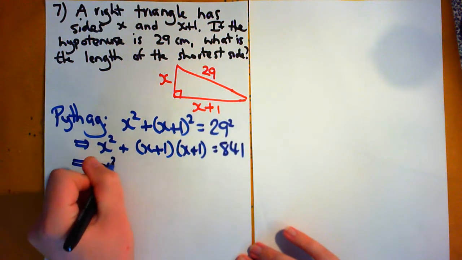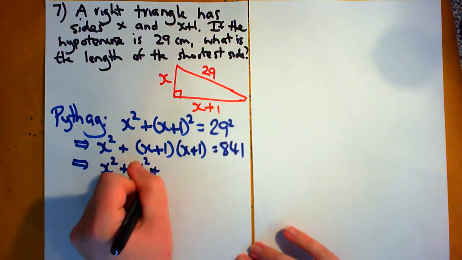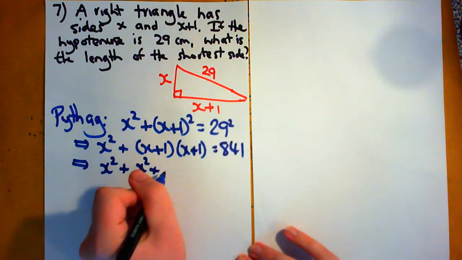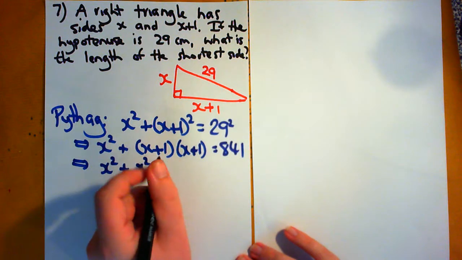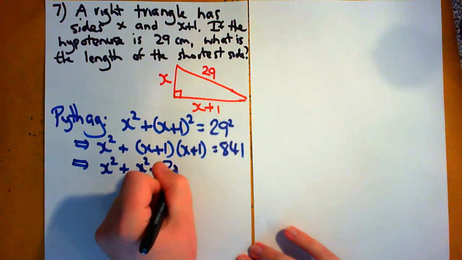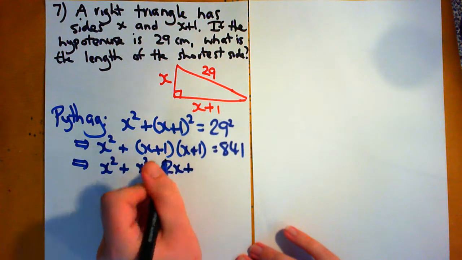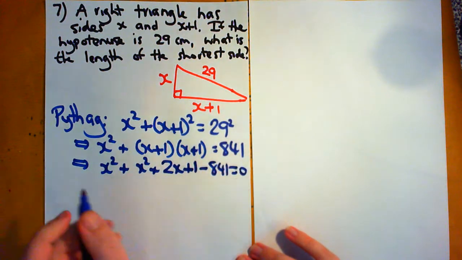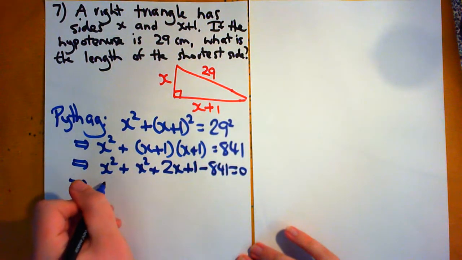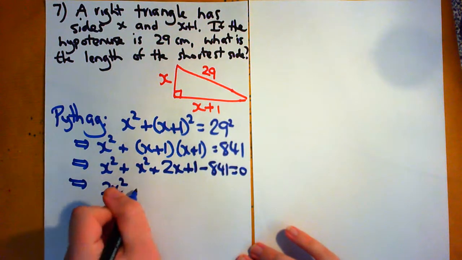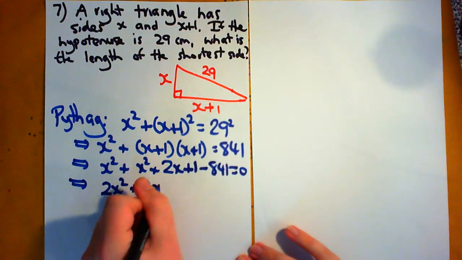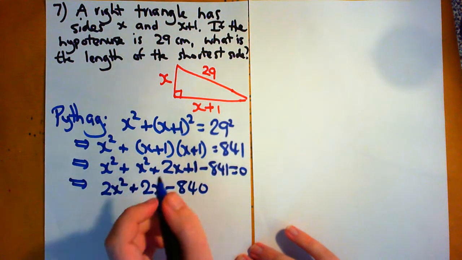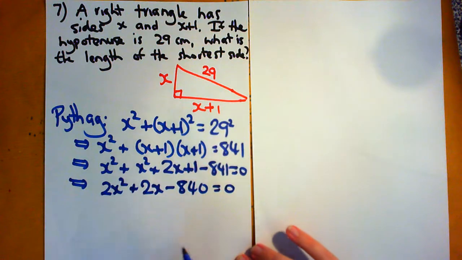So therefore x squared plus x times x, so we've got x times 1, which is x, and we've also got 1 times x, which is x, so in the middle that's plus 2x, and then we've got a plus 1 minus 841 equals 0. So therefore we've got 2x squared plus 2x, and 1 minus 841 is minus 840 equals 0.